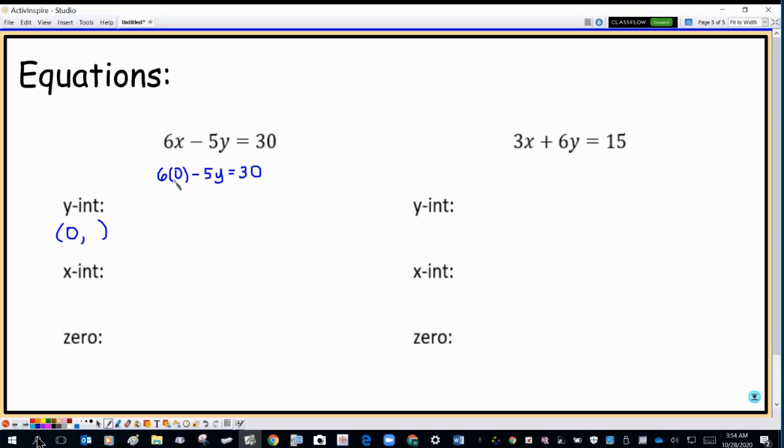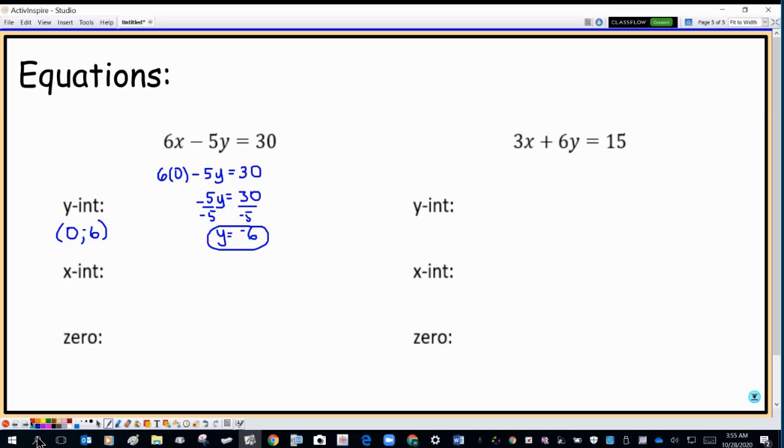6 times 0 is 0, so we don't have to write the 0. So we're just going to write -5y equals 30. And now I'll be able to solve for y by dividing both sides by -5. And this would be y equals -6. So that means my y-intercept is going to be 0, -6.